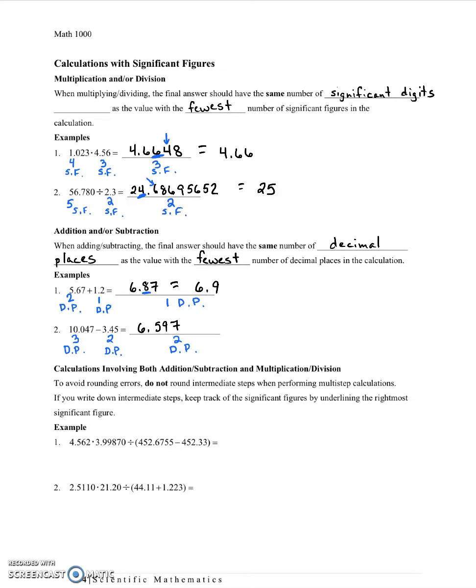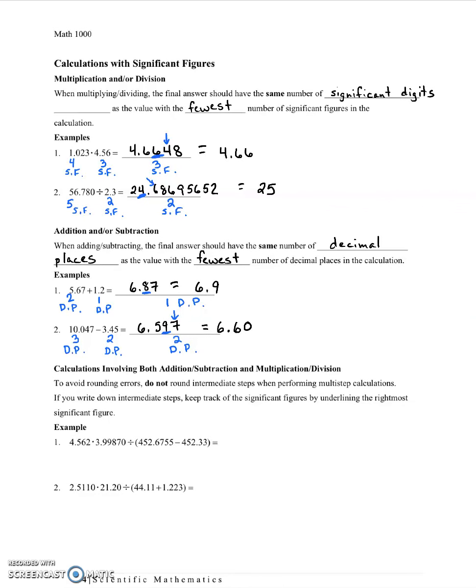6.597, and we want that rounded to 2 decimal places, which is where the 9 is. The 7 makes the 9 round up, so the 9 becomes a 10, but we can't put a 10 because that's 2 digits where there's only 1 digit. So that makes the 5 round up to a 6. So our answer to 2 decimal places is 6.60 because we have to have 2 decimal places.